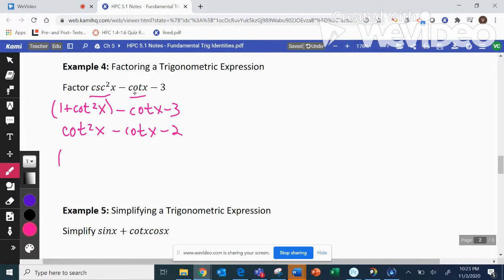And I'm going to factor this, and you can use u substitution if you want to try to factor where u is equal to cotangent. You would be factoring u squared minus u minus 2, or you can go straight to the cotangent. Looks like I'm going to have a 2 and a 1. The middle is negative, so my 2 is going to be the negative, and my 1 is going to be the positive.